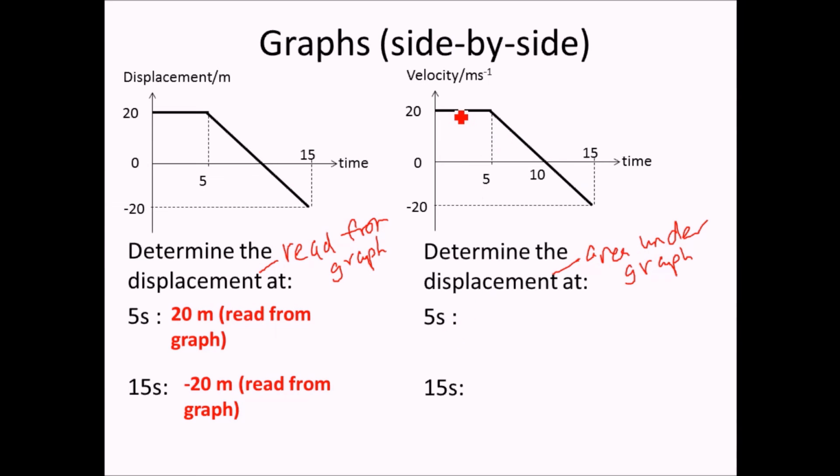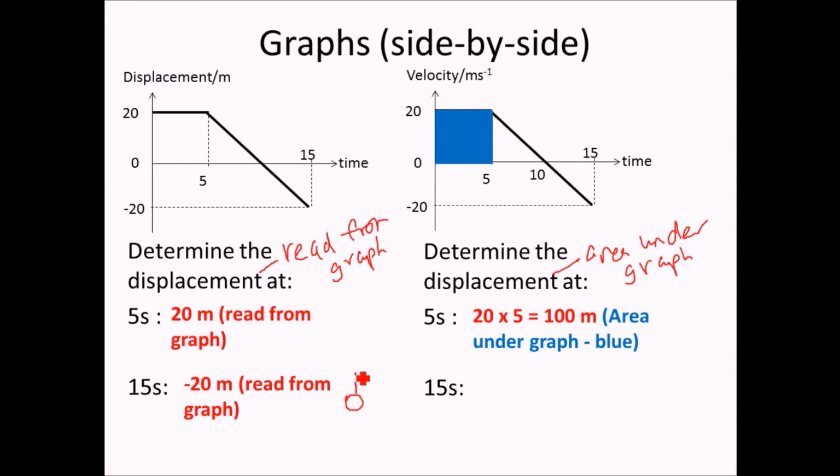Now the next one is for this one at 5 seconds it will be this region here, so it will be 20 times 5, which gives you 100 meters. For 15 seconds it will be a bit more challenging, okay, because you need to understand what's going on for this journey. So for this journey, I'm going to draw it here to explain to you what's going on. What's happening is that it is actually an object that's moving upwards.